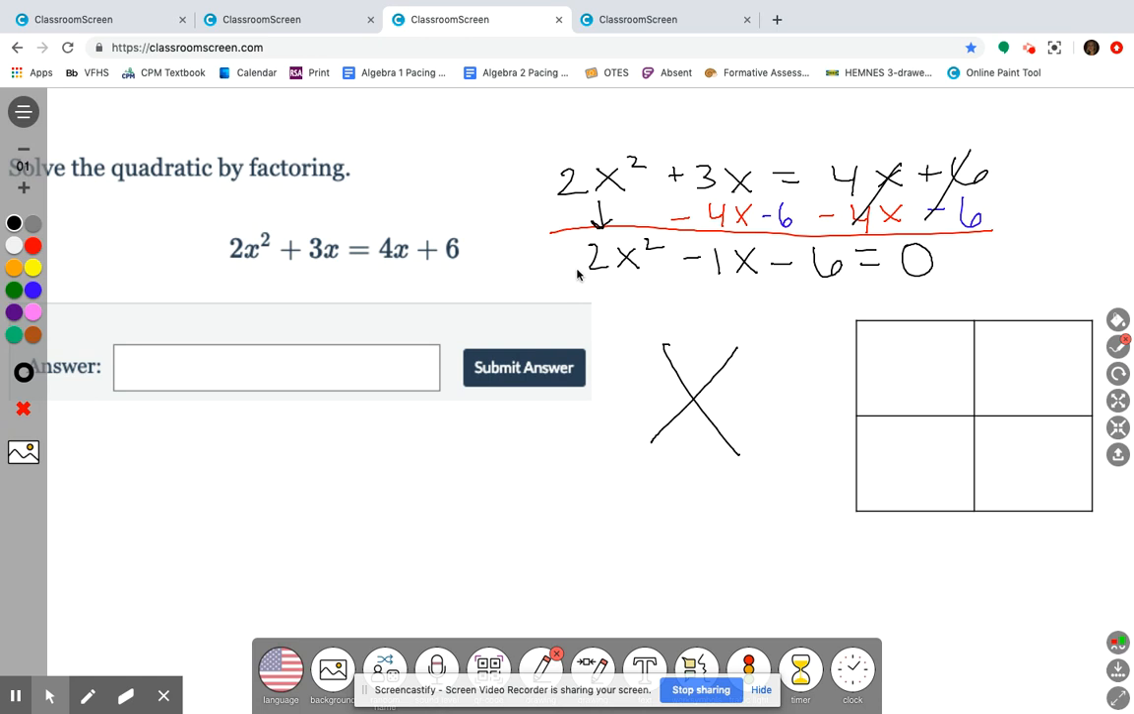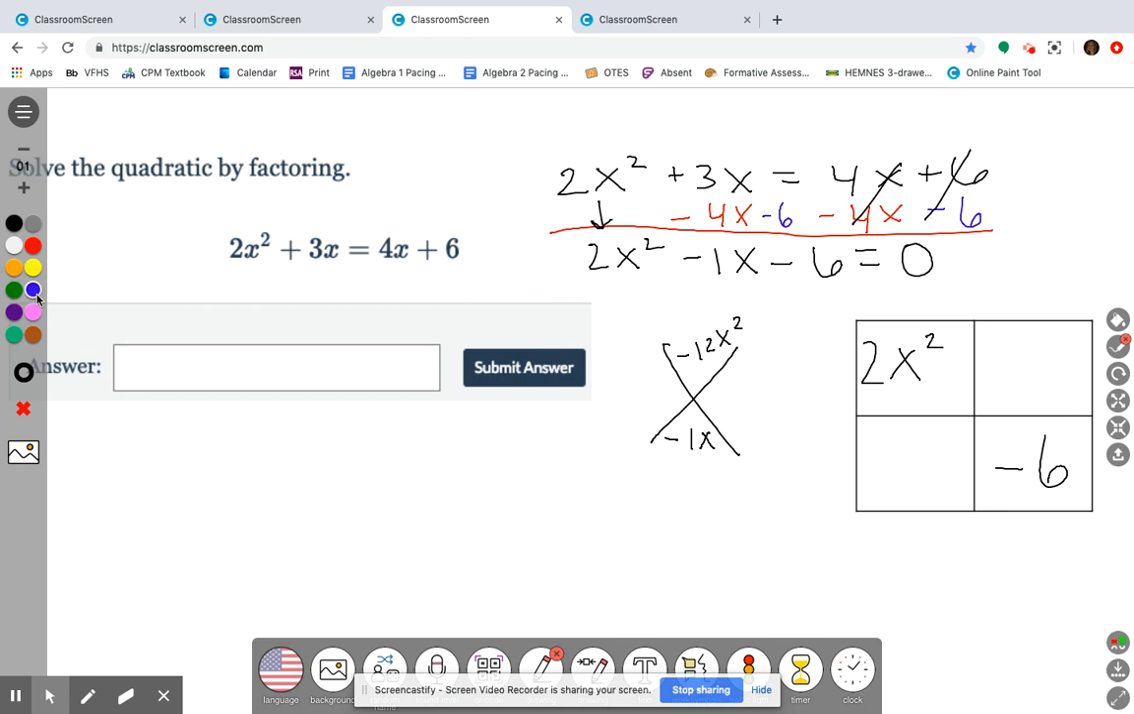First and the last piece of your trinomial go diagonal from each other, so you get 2x squared and negative 6. This middle number right here, negative 1x, goes at the bottom of your diamond problem. And at the top of your diamond problem is multiplying these two diagonals together so that you'll get negative 12x squared.